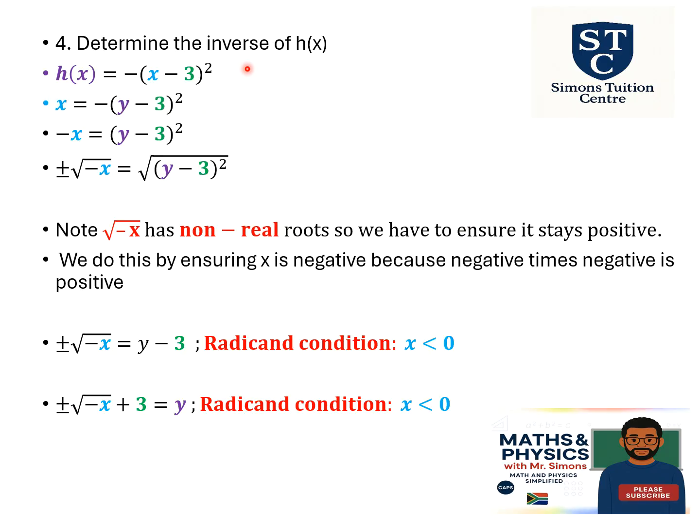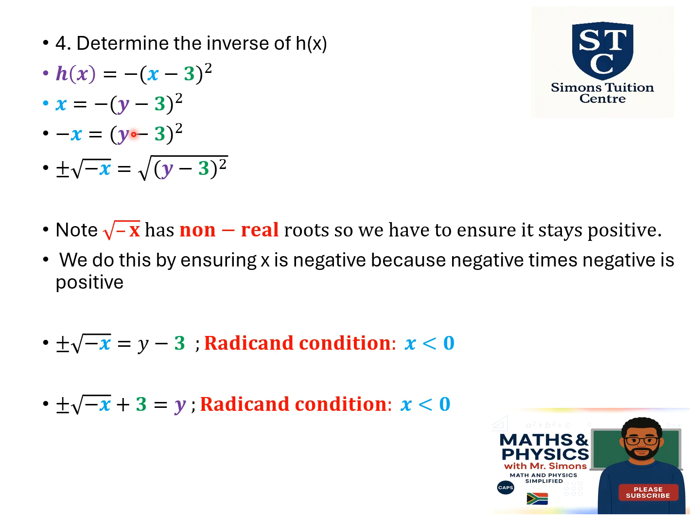Now determine the inverse of h of x. So h of x equal minus x minus 3 all squared. First we swap x and y. So x equal negative y minus 3 all squared. If I divide by a negative, that would become negative x, and this stays positive, y minus 3 squared.